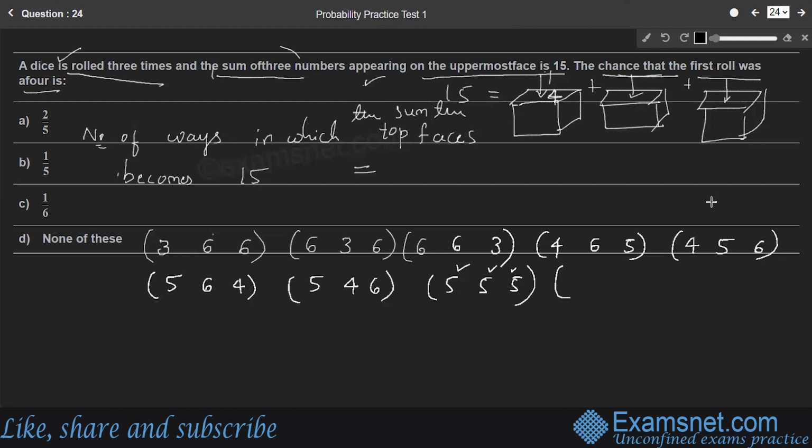And we'll start from 6. Then 6, 4, 5 can be a set and 6, 5, 4 can be a set. So these are the possible sets of top faces of dice such that their sum is equal to 15, right? Therefore, the number of ways in which the sum of the top faces becomes 15 is equal to 10 ways. In which the first roll was 4 is, right?